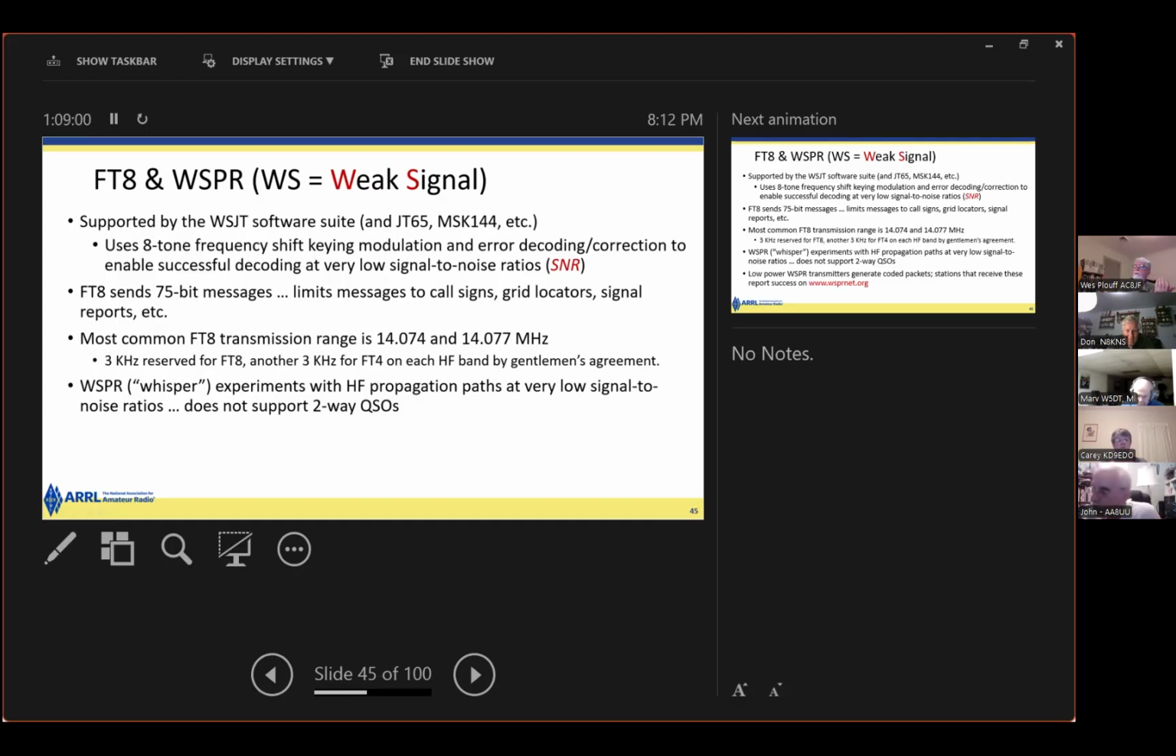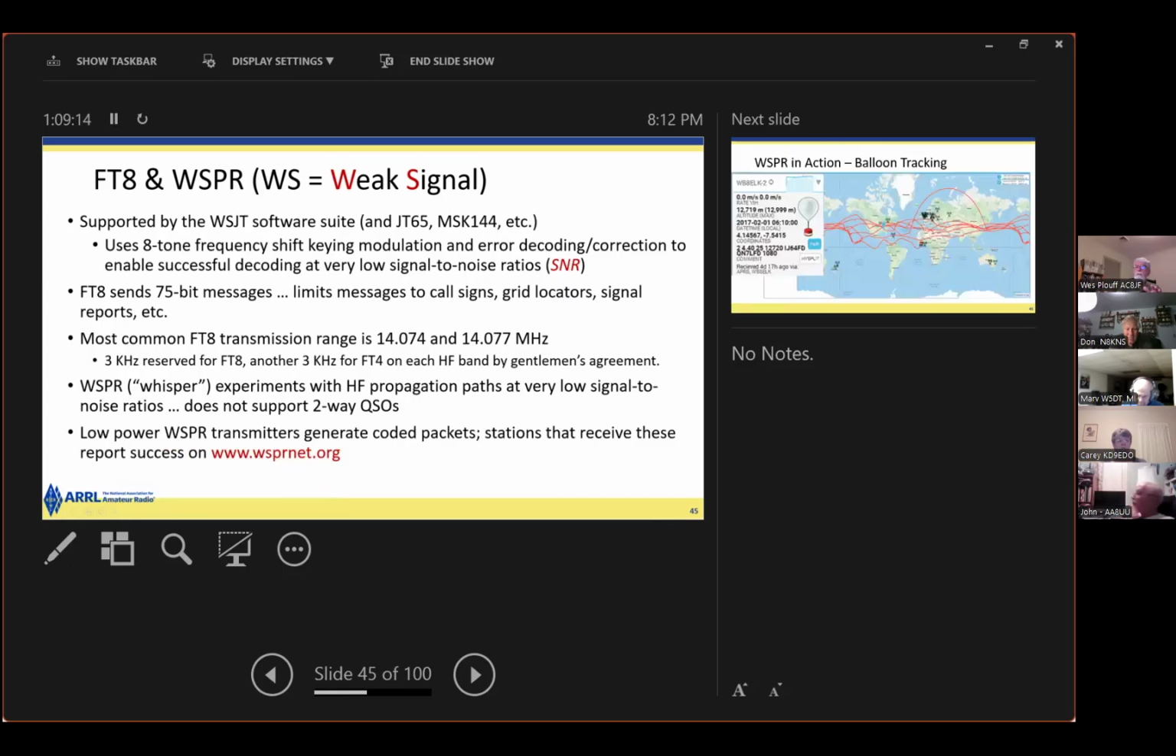And Whisper is even lower power because it's very slow, and it's designed so that at the receiving end, the software can decode signals that are at very low levels compared to the noise. So here, what we do is, if you go to whispernet.org, you'll be able to see where various stations are being received.